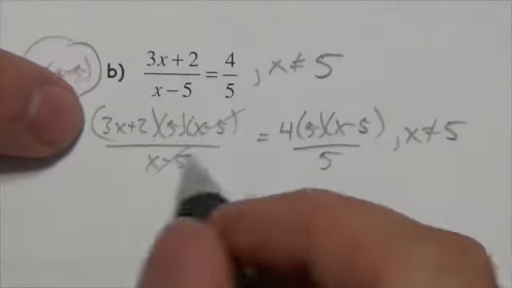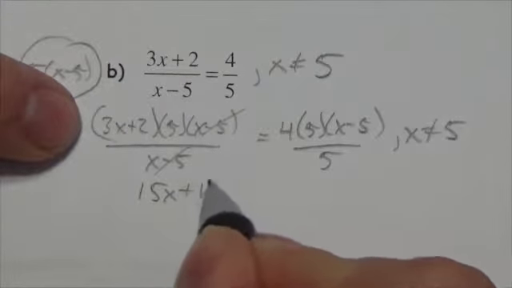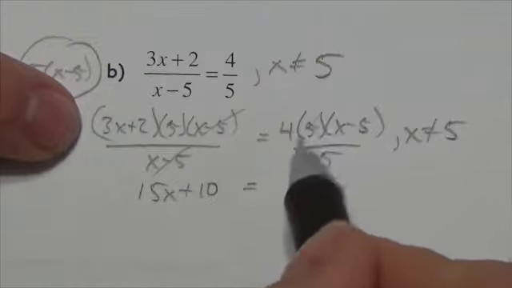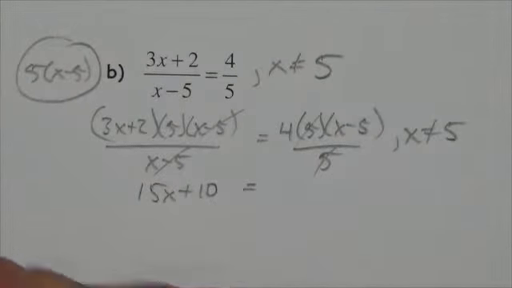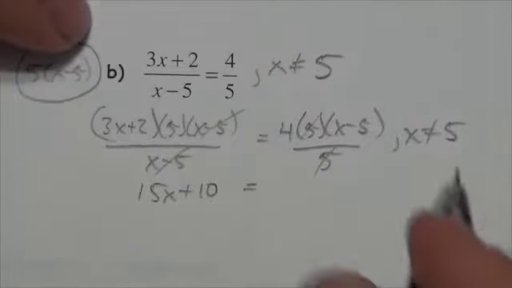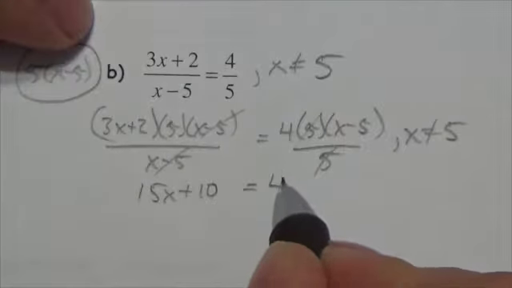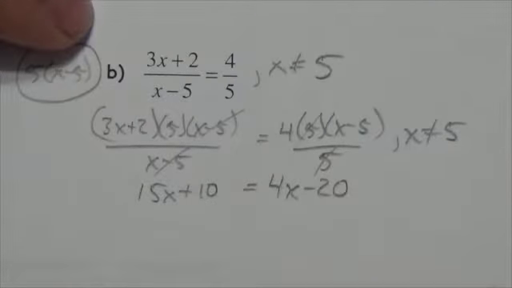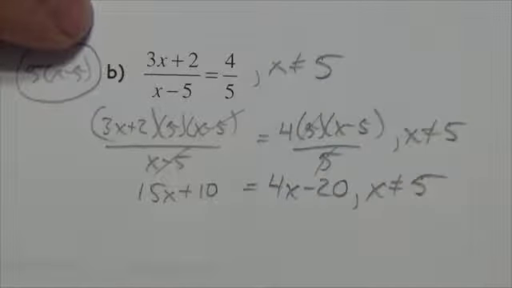Now, that's just an easy thing to do. I'm just going to distribute that through. I'll just do that right now. That'll be 15x plus 10. Over here, the 5s will cancel. And it does that without any difficulty at all, because 5 divided by 5 is 1. I don't have to worry about anything. And then I multiply that 4 by the x minus 5, and we'll get 4x minus 20. And again, got to state it, x can't equal 5.